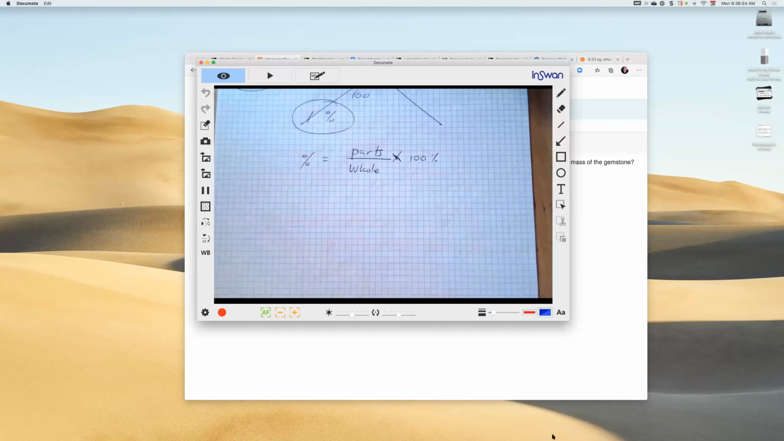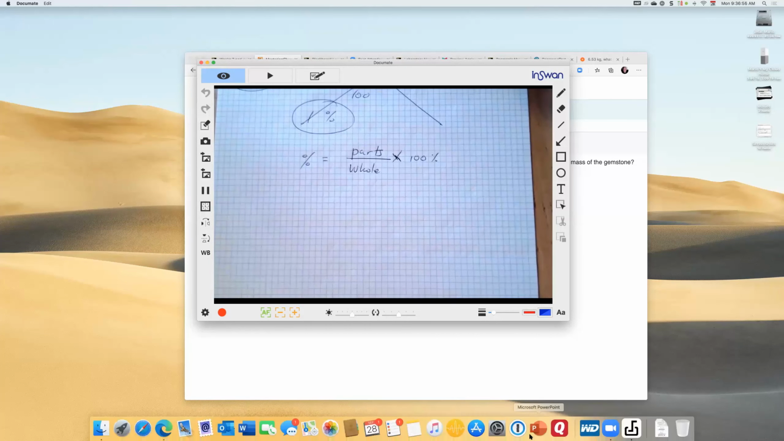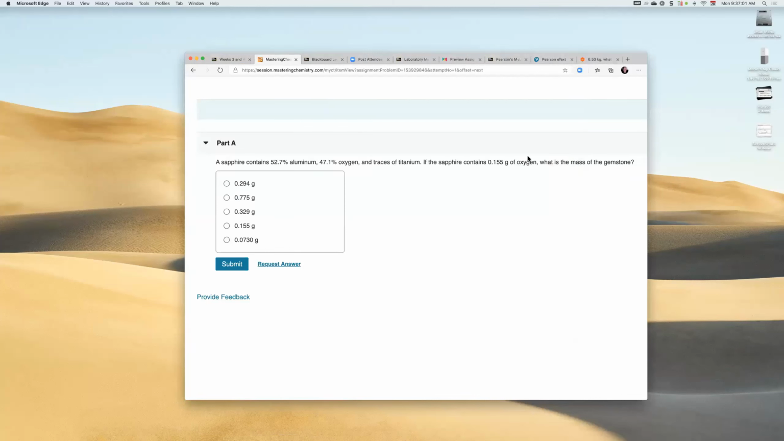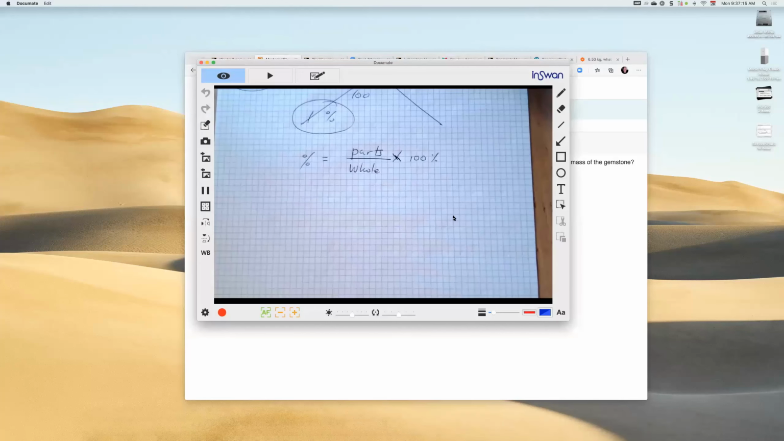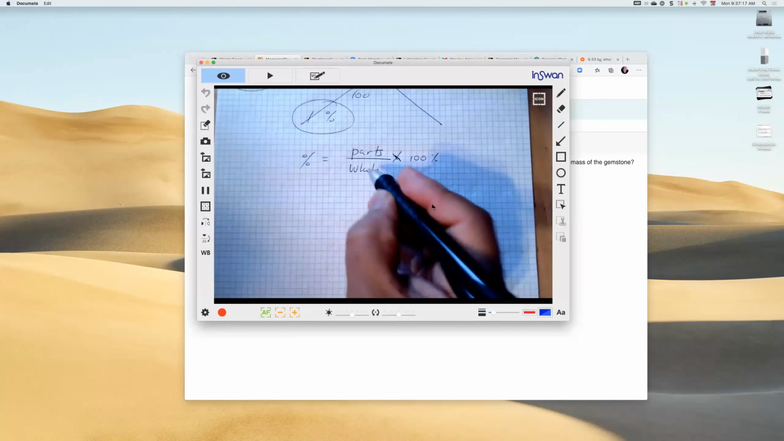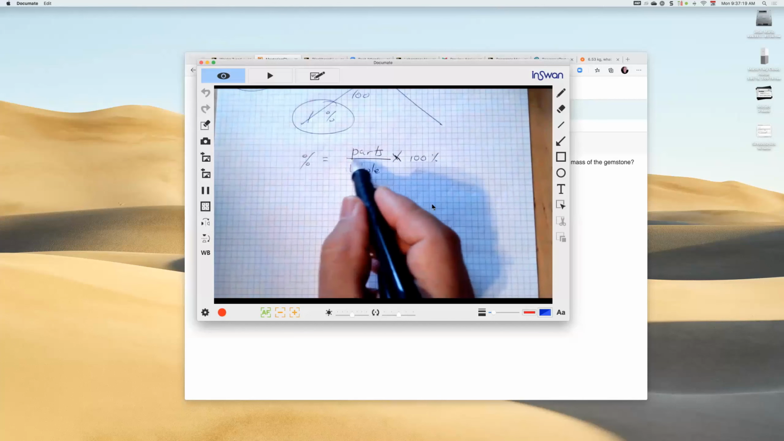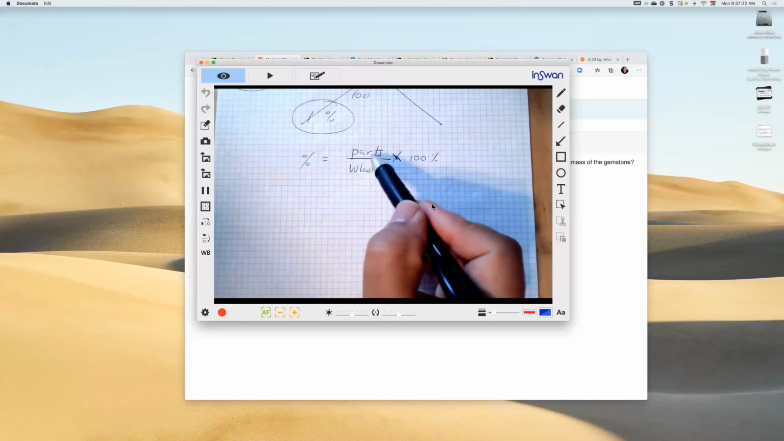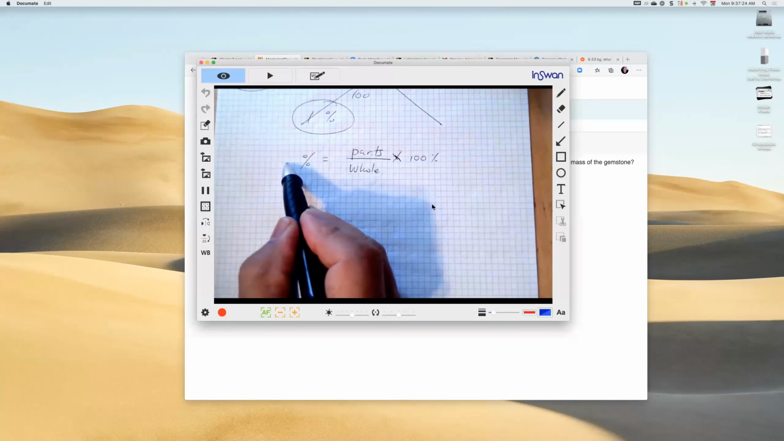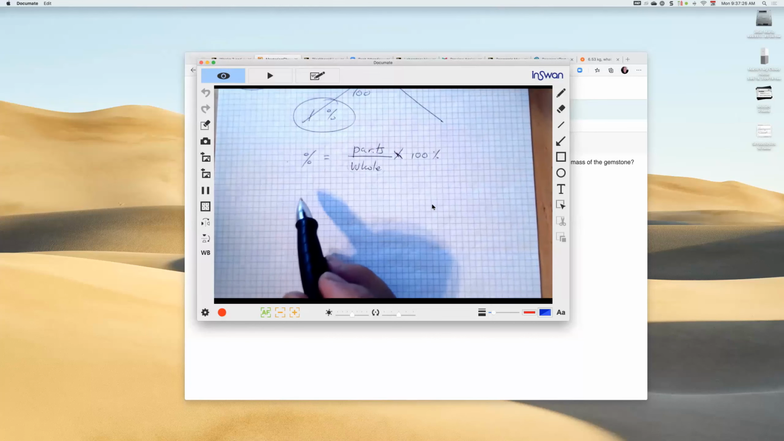The question is asking you for the mass of the whole. So what is the mass of the complete gemstone, using this information and this information? So we need to set up our problem carefully. This is what we want. We don't have it. We have that and we have that. So let's replace it in the formula.